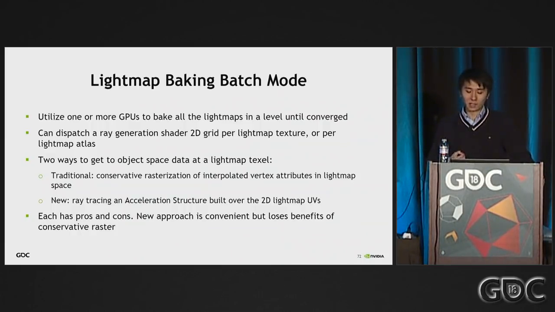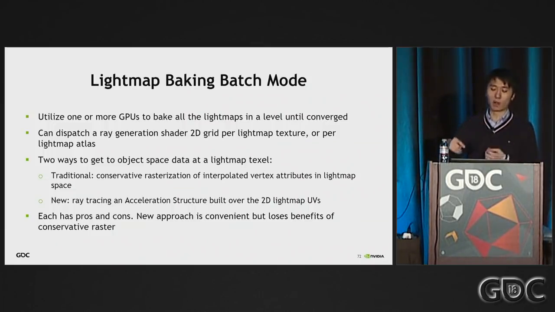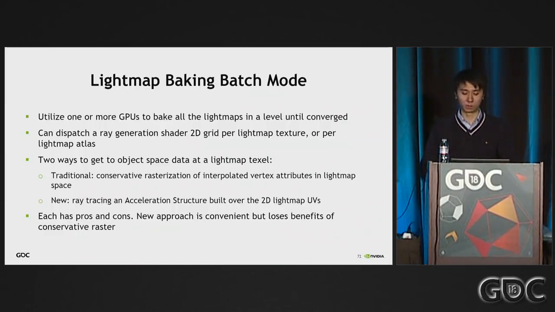The traditional way to do that is to use conservative rasterization and compute the interpolated vertex attributes in light map space. But since we're going to trace rays anyway, we actually just build an acceleration structure with the light map UVs. And then we launch a 2D grid and trace rays to the UVs. And upon intersection, we can directly use the hit data there to scatter additional rays to do path tracing. Each approach has its own pros and cons. The new approach is probably more convenient since we can directly trace rays in the same shader after getting the attributes, but it loses the benefit of conservative rasterization.